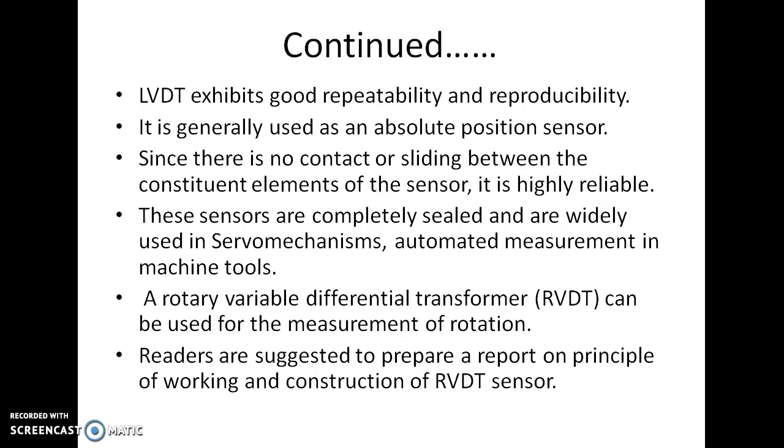A rotary variable differential transformer, known as RVDT, can be used for the measurement of rotation. LVDT is used for linear displacement measurement, and RVDT is used for rotational displacement.